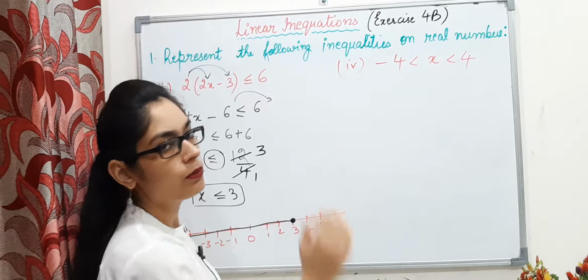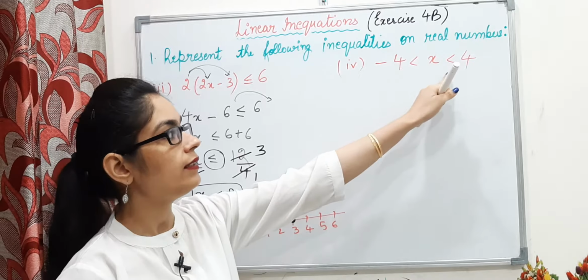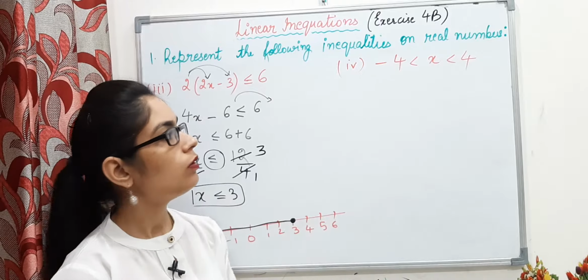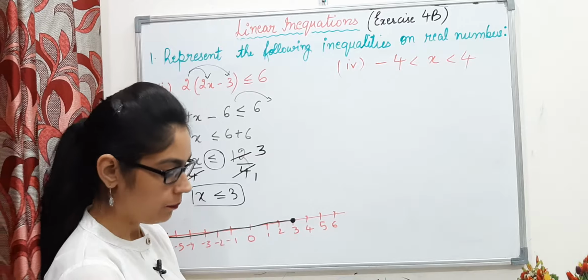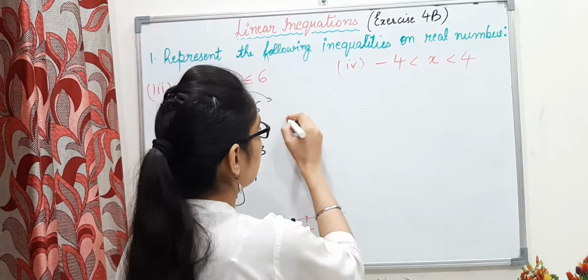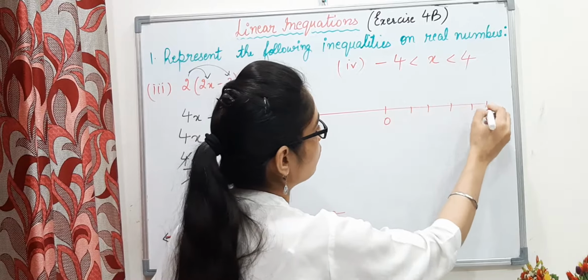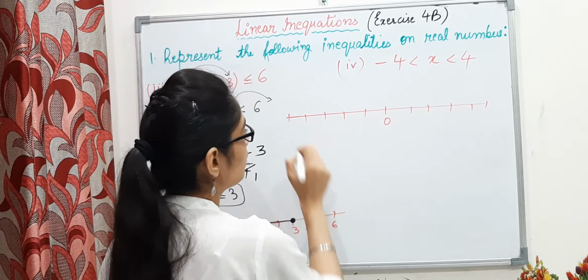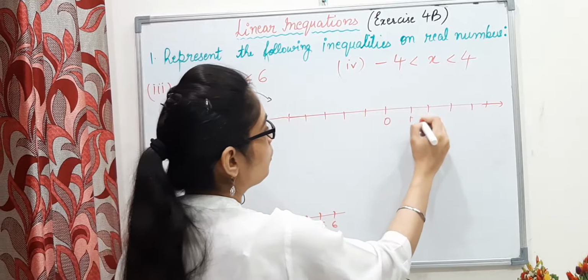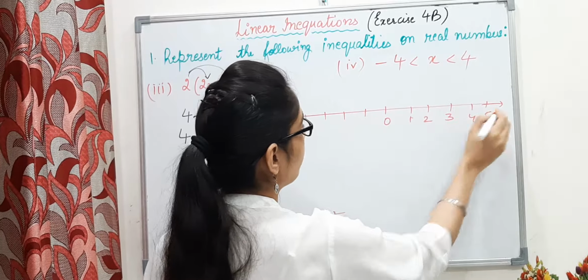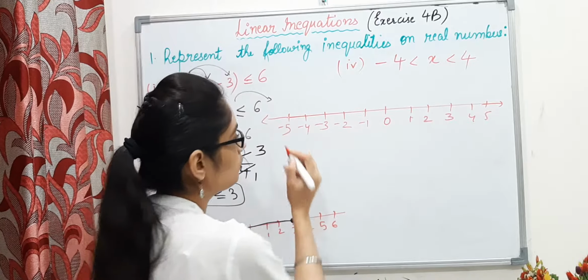Now if we see the next point, minus 4 is less than x and x is less than 4. So this solution is only given to us, we do not have to solve it further. So we can draw it on a number line. Let us draw a number line first. See, 2 points we have to mark, so very carefully we have to see. 1, 2, 3, 4, 5, minus 1, minus 2, minus 3, minus 4, minus 5.